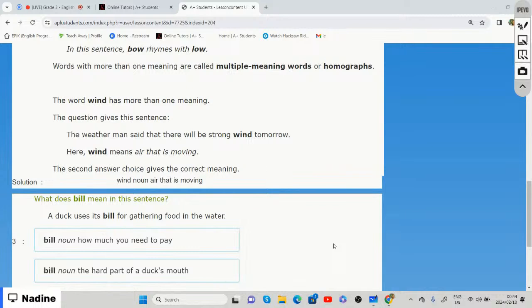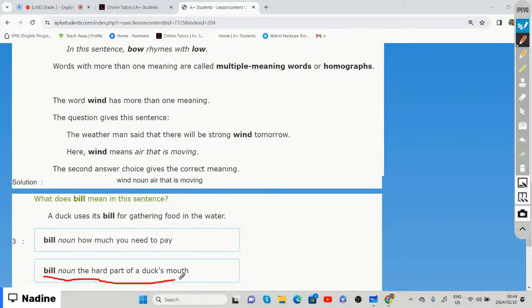And if we match the definition with the correct sentence, then we will match the second one, which is bill, the hard part of the duck's mouth, because it says the duck uses its bill for gathering food in the water, meaning that the duck uses that hard part of its mouth to gather food in the water. Because the first word bill is basically when you're getting the check at the restaurant and you need to pay money, right, for the food or whatever that you ate.